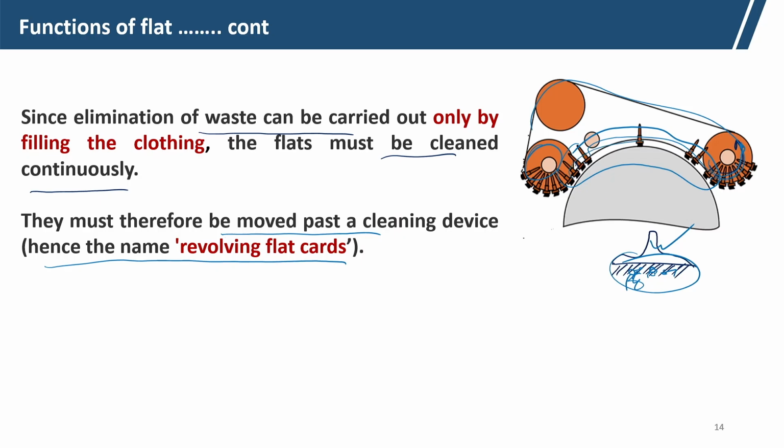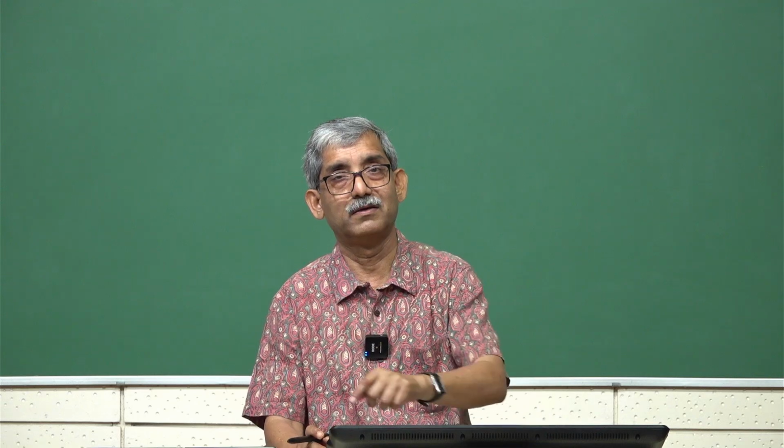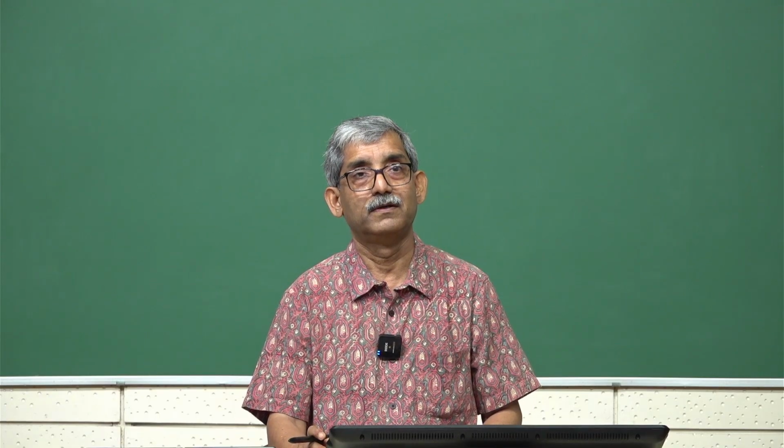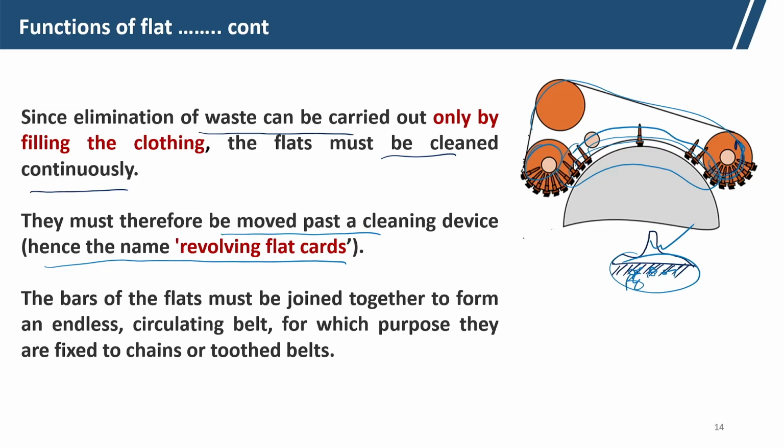Although it is a flat card and it is revolving, it is actually an endless chain that moves. The bars of the flat must be joined together to form an endless circulating belt, for which purpose they are fixed on a chain or toothed belt. So, they are fixed on a chain, and they circulate continuously at very slow speed.